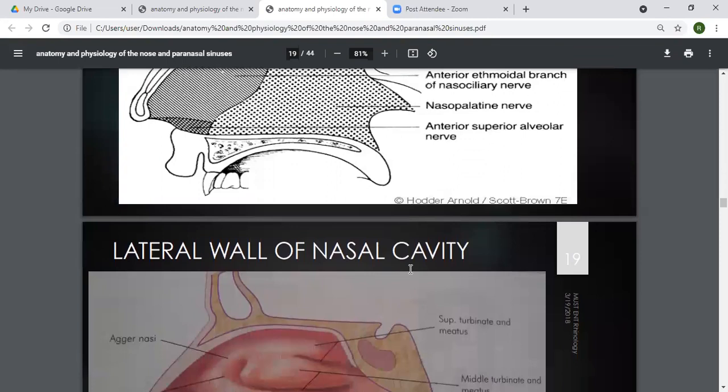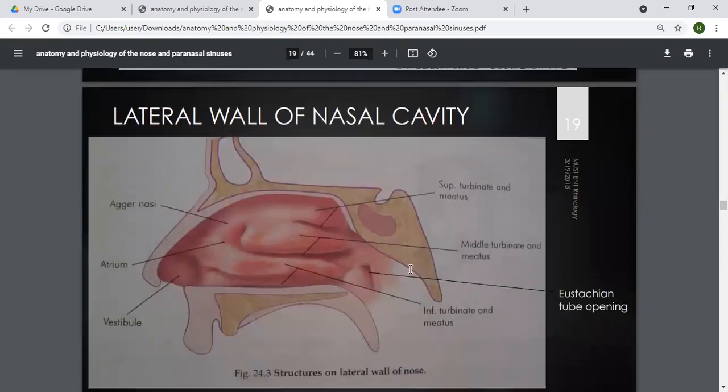So for the lateral nose, we've been dealing with the septum, and the other part of the nasal cavity, we have the lateral nose, which is the lateral wall of the nasal cavity, which is also very important. And this is where we find the turbinates. We have the inferior turbinate, the middle turbinate and the superior turbinate.